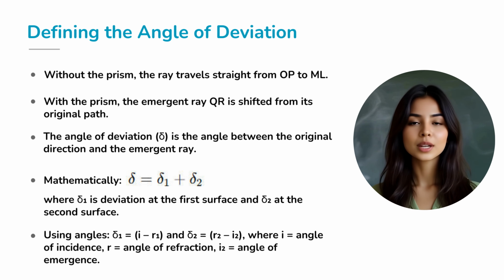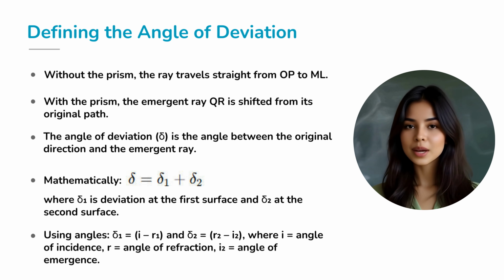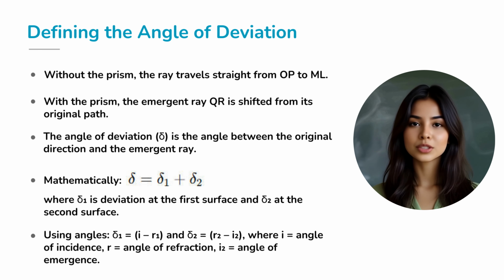Now, let's define something very important: the angle of deviation. Imagine this. If there were no prism in the way, a light ray would continue in a straight line, completely undisturbed. But when we place a prism in its path, the emergent ray comes out in a different direction. The angle formed between the original straight line path and the emergent ray is what we call the angle of deviation, denoted by delta. This deviation can actually be broken into 2 parts.